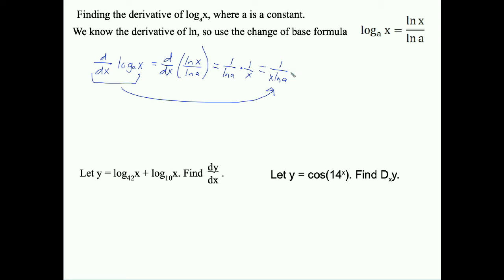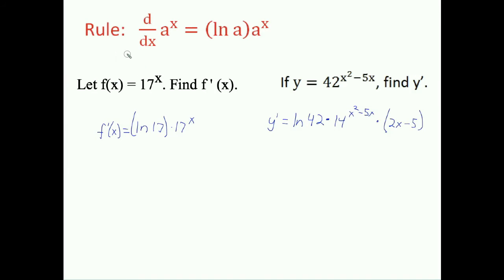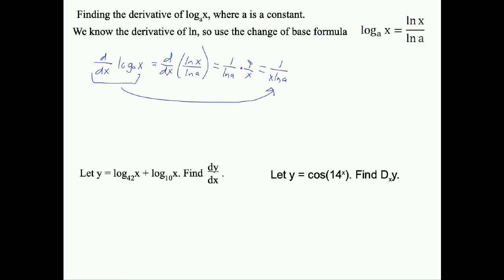And we're going to go ahead and use these. So both of these new formulas we just came up with, the rule for the derivative of an exponential and the rule for the derivative of log base a of x, you need to know those. So here we go. Let's use them.